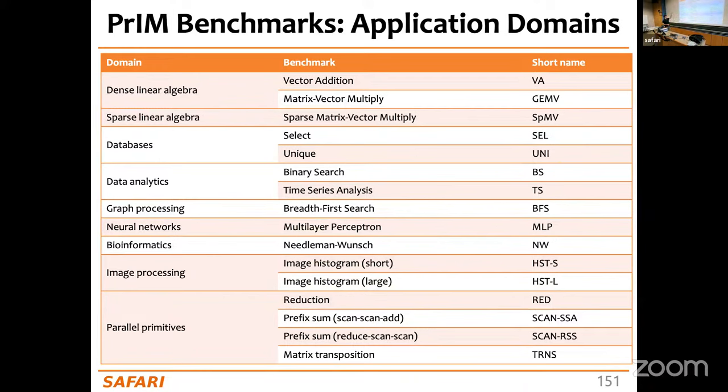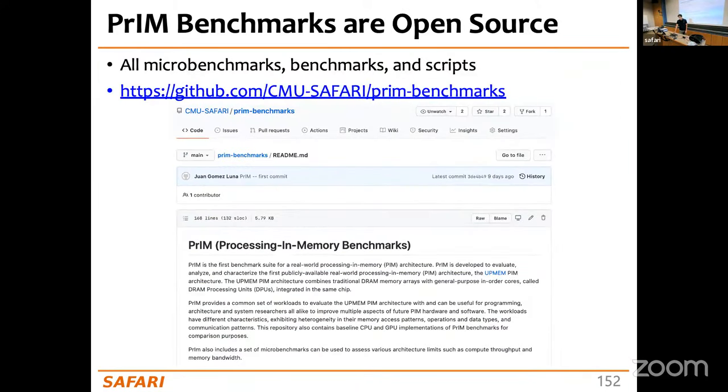But as you see, in total, there are 16 different workloads, pretty different, because you see things like dense linear algebra or sparse linear algebra, they have different requirements. So it's good to see if this architecture is good for, for example, sparse matrix vector multiplication, or dense matrix vector multiplication, or data analytics, or graph processing, neural networks, bioinformatics, for example, the Needleman-Wunsch algorithm, et cetera. So it's important to understand the systems, characterize them, and figure out what is their workload suitability, what are the workloads that they are suitable to.